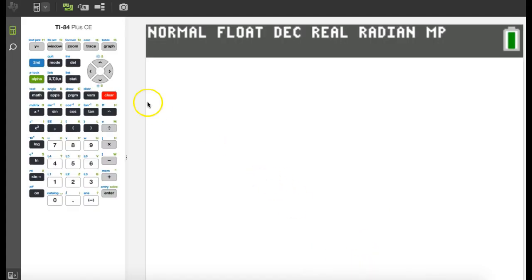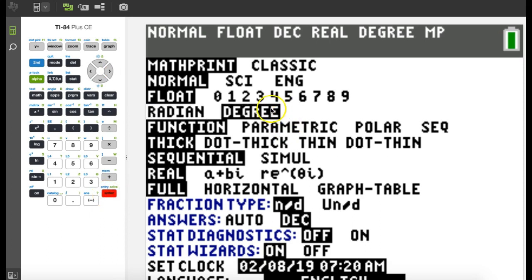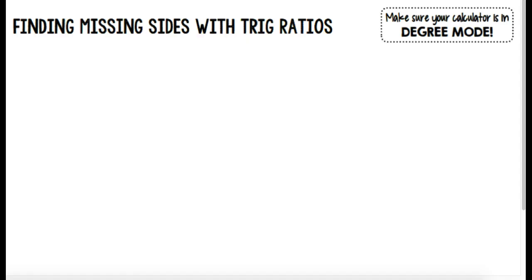So if you go to mode, the third option down here is between radian and degree, and if you notice, radian is actually highlighted on mine right now, so I'm going to actually have to go over to degree and press enter. That's how we make sure that our calculator is in degree mode. Even if you're using an app, you have to make sure that the calculator is in degree mode like this. Now let's try some of these problems.